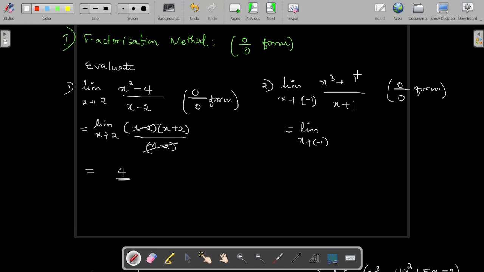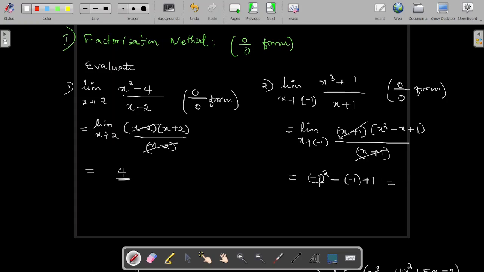So x cube plus 1, use the formula of a cube plus b cube, that is x plus 1 into x square minus x plus 1 divided by x plus 1. This is the formula of x cube plus 1. So this cancels here, is equal to, now apply the limit. When you apply the limit, don't write here limit x tends to minus 1. Minus 1 whole square minus minus 1 plus 1. So this gives you minus 1 whole square 1, 1 plus 1 plus 1, that is together 3.